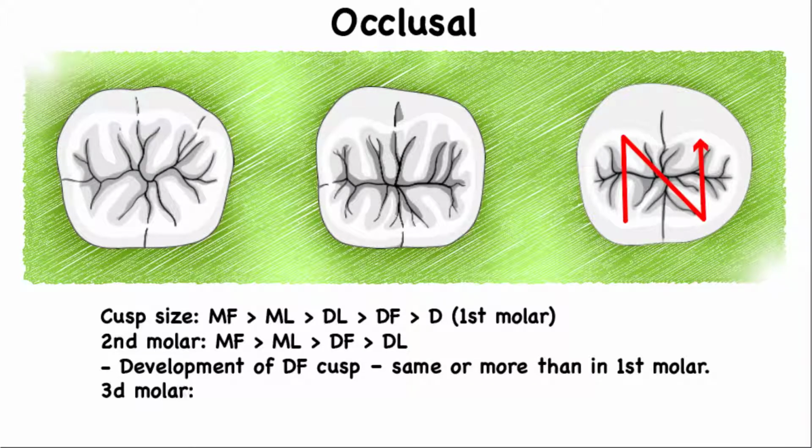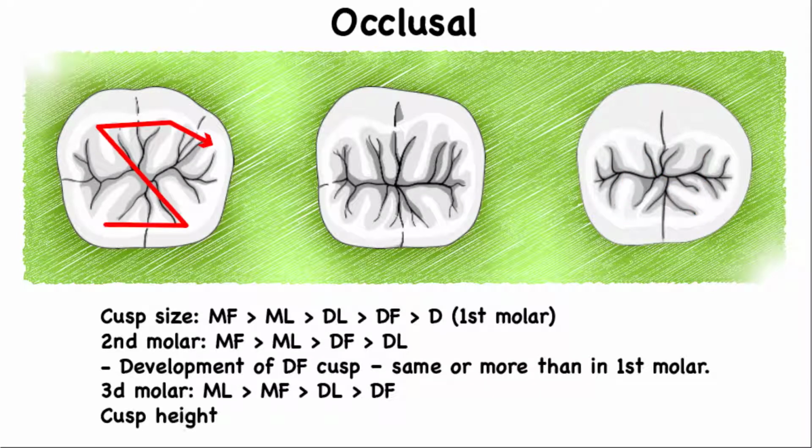In the third molar, the mesiolingual cusp is the largest cusp, followed by mesiofacial, then distolingual, and distofacial is the smallest cusp. In all the molars, the highest cusp is mesiolingual, followed by distolingual, then mesiofacial, and then distofacial is the shortest cusp. But in the first molar, the distal cusp is the shortest cusp.